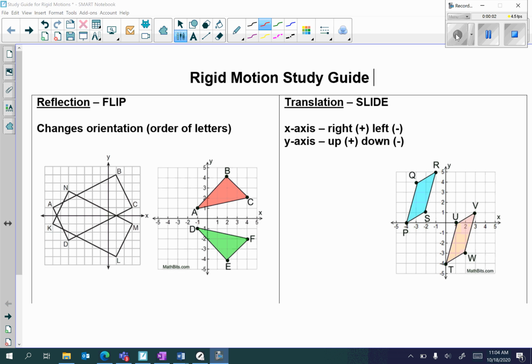Hi everyone, in today's video we're going to be discussing the Rigid Motion Study Guide. The first transformation we have is a reflection. Anytime you see a reflection, it's a flip. Remember, it changes the orientation, which means the order of the letters.